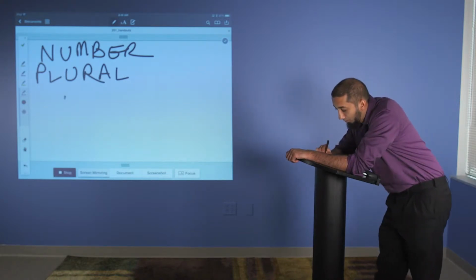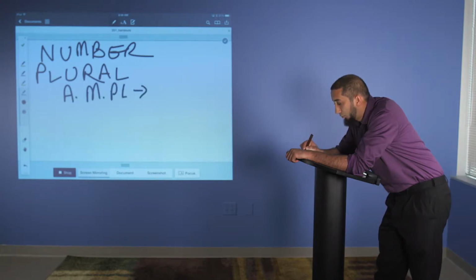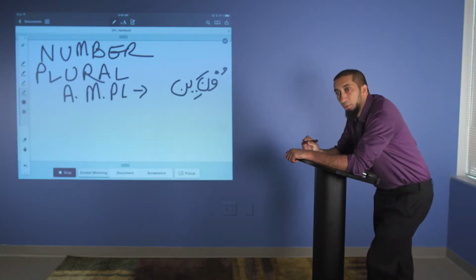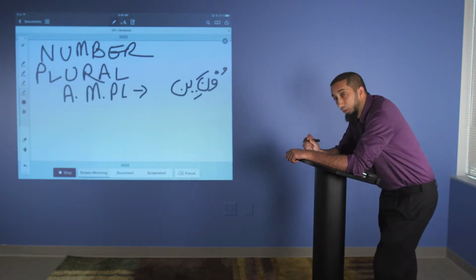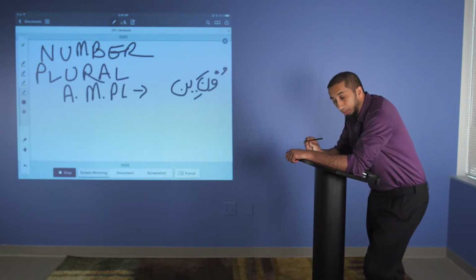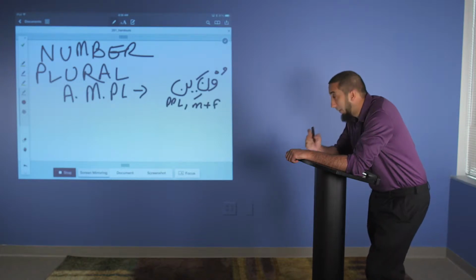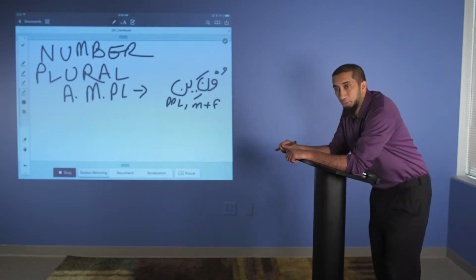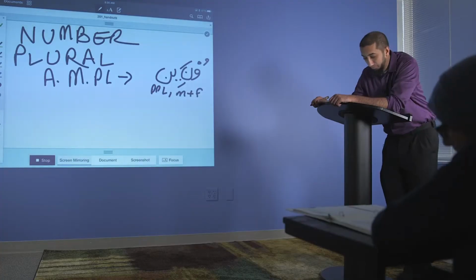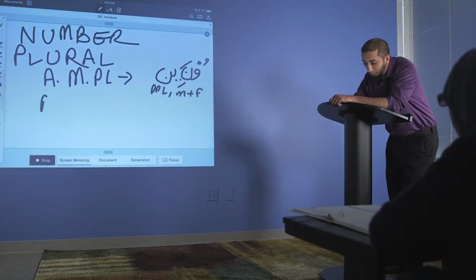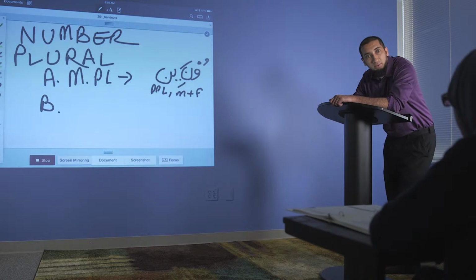The first kind of plural, you can call it the masculine plural, and that is una or ina. What do you know about una or ina? It's used for people, and it includes men and women. So there's two notes on that. The way I would write that briefly is people, male plus female. So you can't use it for books and cars.